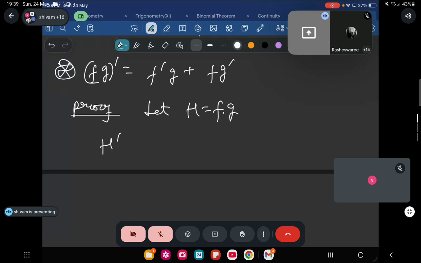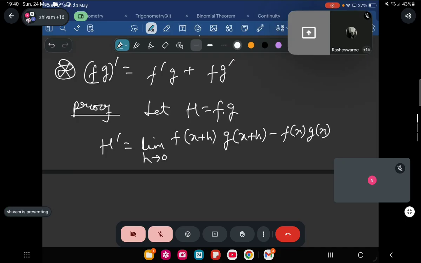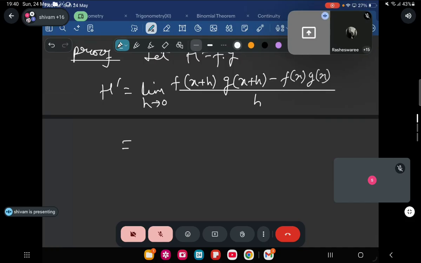What is H dash? H dash will be equal to limit h tends to 0, f of x plus h into g of x plus h minus f of x into g of x, divided by h. Tell me, are you getting it? Yes or no? Is it clear? Okay.